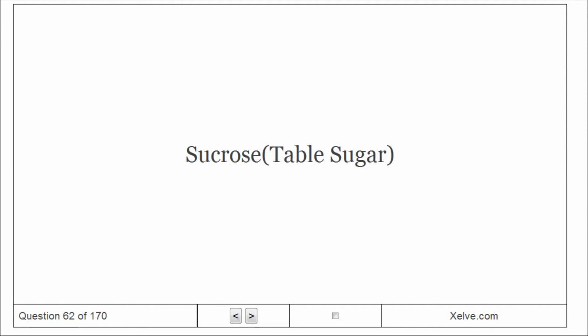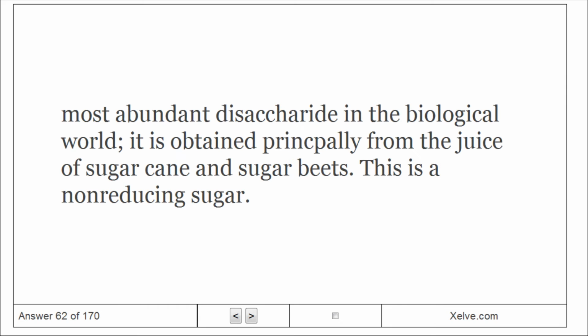Sucrose. Most abundant disaccharide in the biological world, it is obtained principally from the juice of sugarcane and sugar beets. This is a non-reducing sugar.